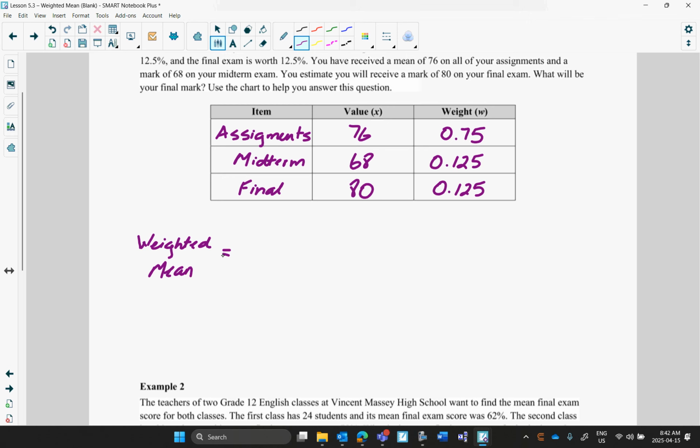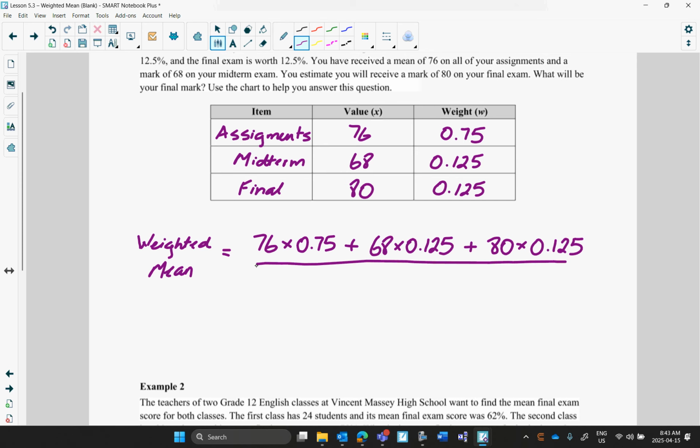Your data value on the assignments is 76 times its weight, 0.75. Your data value or mark on the midterm, 68 times its weight, 0.125. And your final mark, 80 times its weight, 0.125. And remember, it says we sum them, so we add them all up. And we divide by the sum of the weights. So we add these three in.